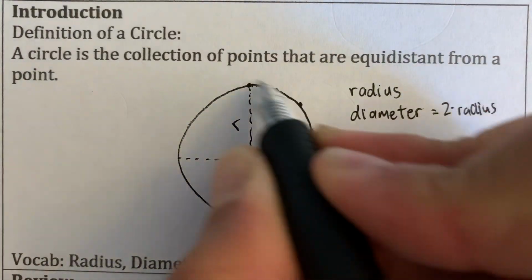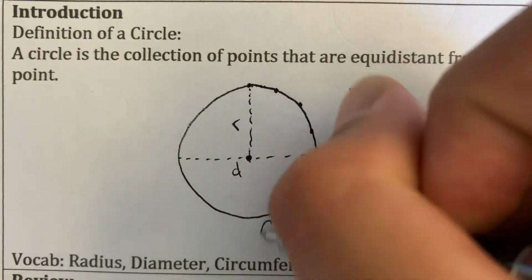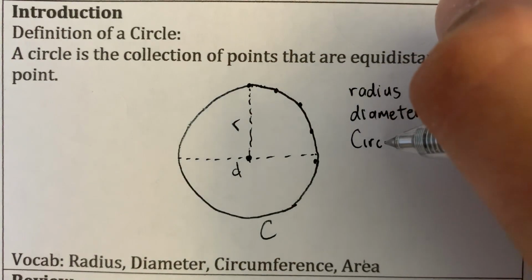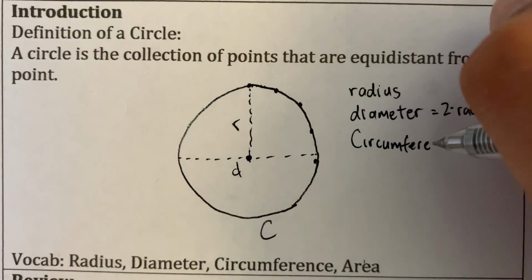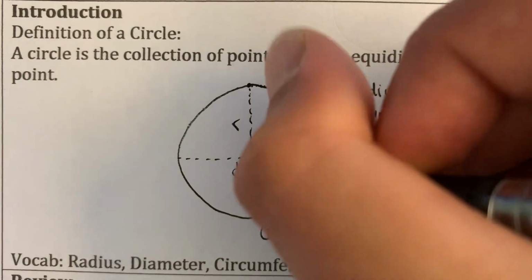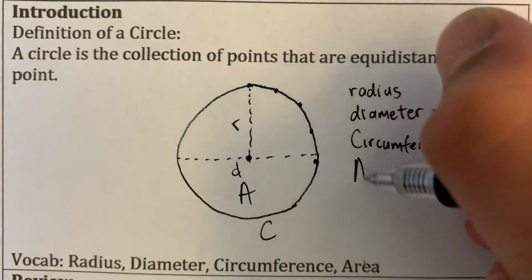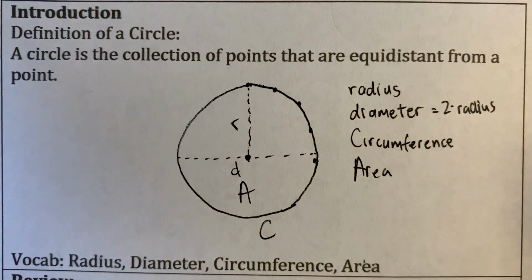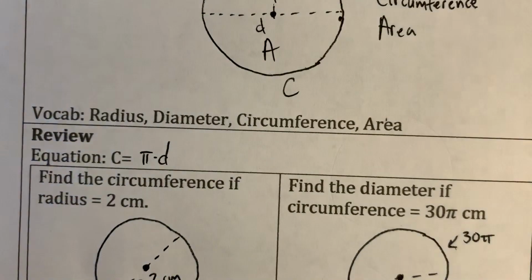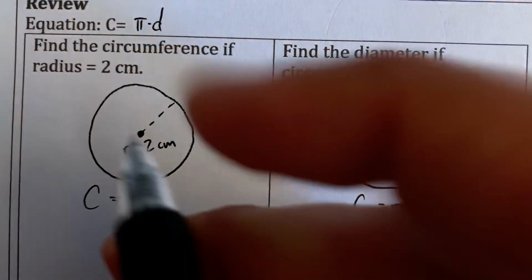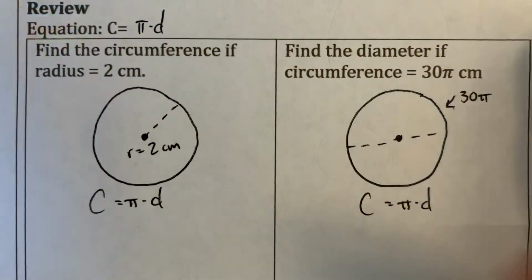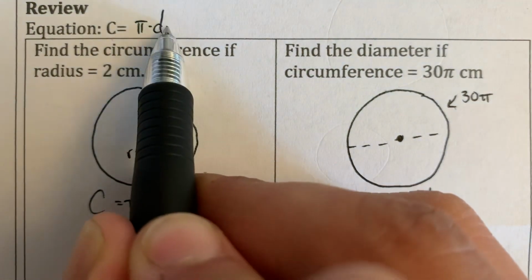And then we know that the perimeter of a circle, that is called the circumference. And then we also have the area, which is everything on the inside. Area. So we do have an equation for the circumference, though, for the perimeter, because we can't just measure it with the ruler. Our equation is c equals pi times diameter.